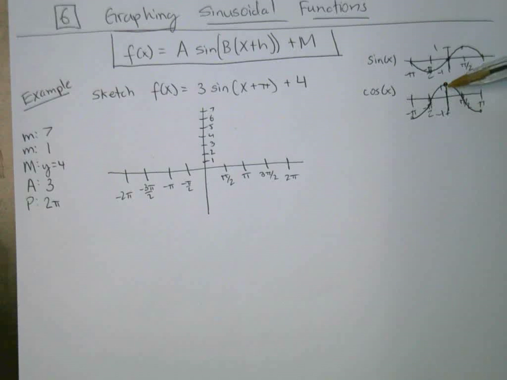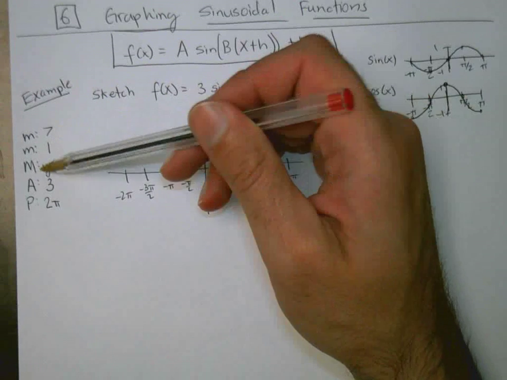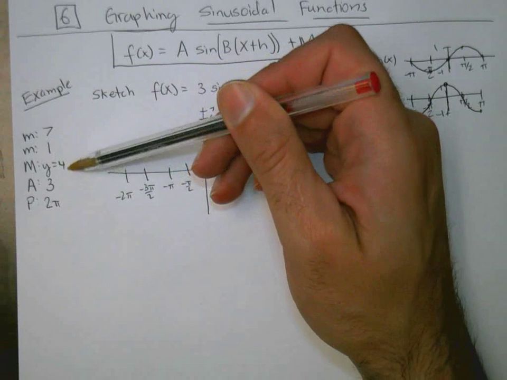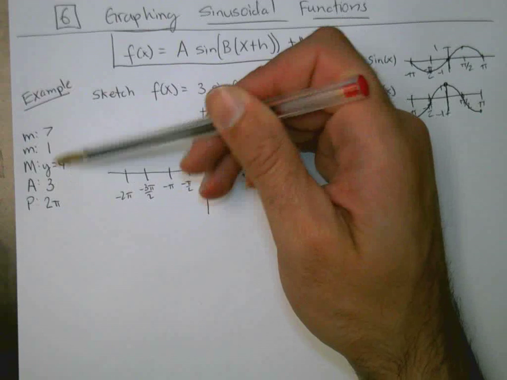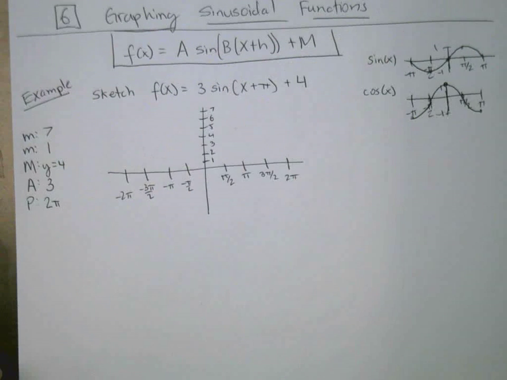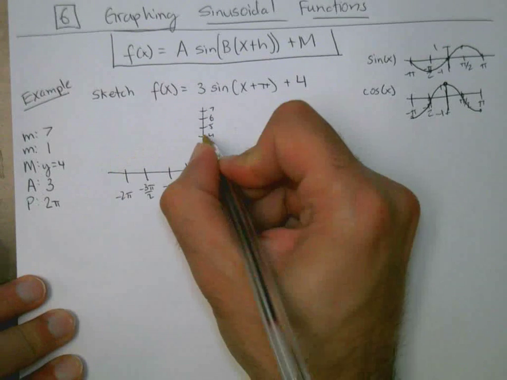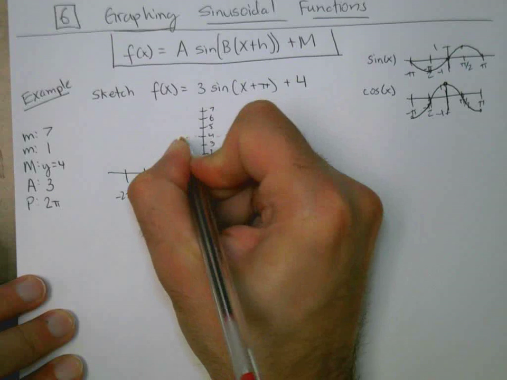Max is 7, minimum is 1. I got that right because I had the midline is 4. I add 3 to get to 7, take away 3 to get 1, and the period stays at 2 pi for now. So let's keep going through this. The midline is y equal to 4, so that means I need to sketch the graph of y equal to 4.